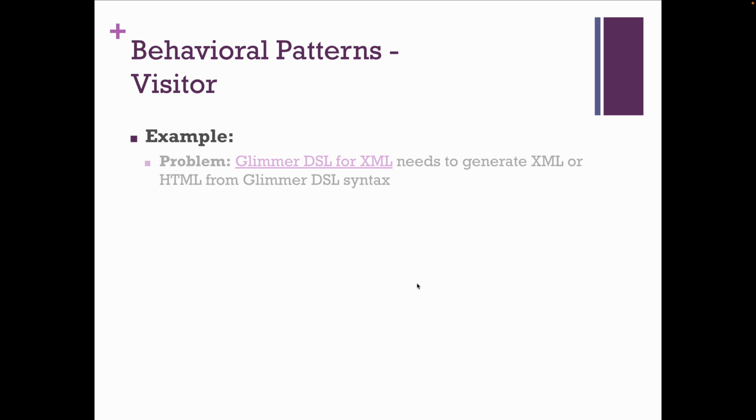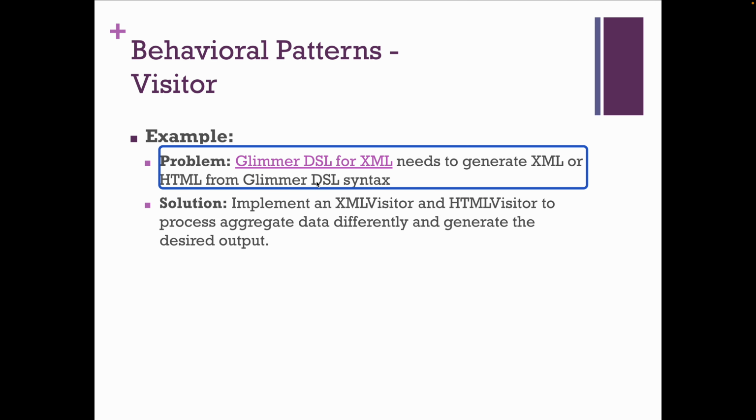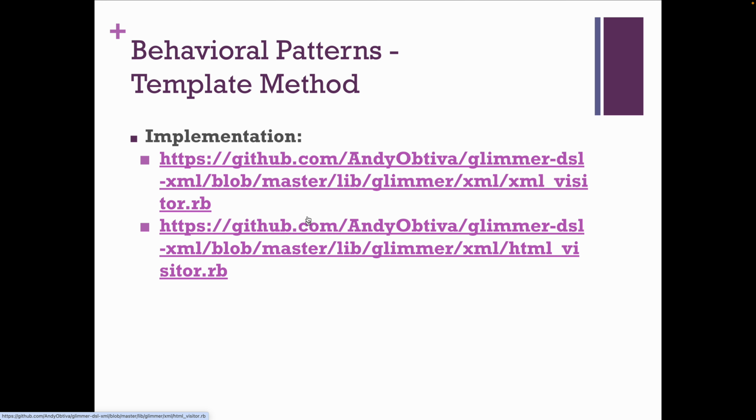So I used it again for a real thing. I used it in Glimmer DSL for XML, which is used in the web version that just won an award last month. Basically, this one will generate either XML or HTML from Glimmer syntax in Ruby. So from Ruby code, you can generate XML or HTML. I have an XML visitor and an HTML visitor, and they visit a hierarchy of basically nodes built out of the DSL. I'll show you what I'm talking about.